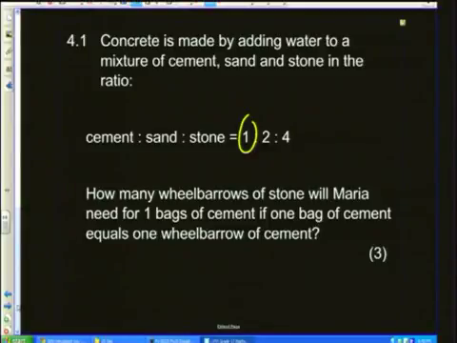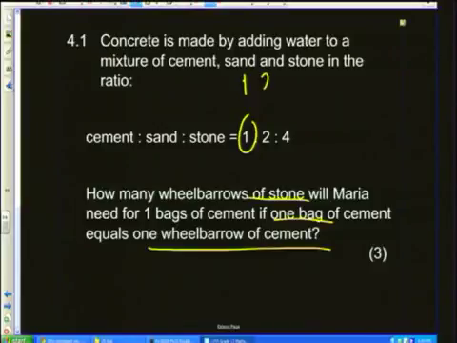How many wheelbarrows of stone will Maria need for 1 bag of cement? Okay, if 1 bag of cement equals 1 wheelbarrow of cement. So we were told 1 bag is equal to 1 wheelbarrow. So in other words, I have 1 wheelbarrow of cement, 2 wheelbarrows of sand, and 4 wheelbarrows of stone. How many wheelbarrows of stone? The answer, quite simply, is we're going to need 4.